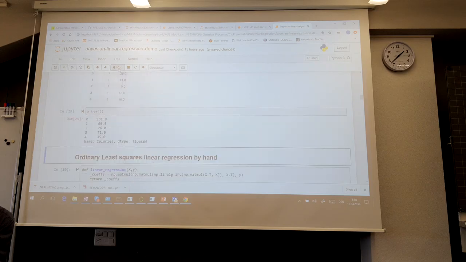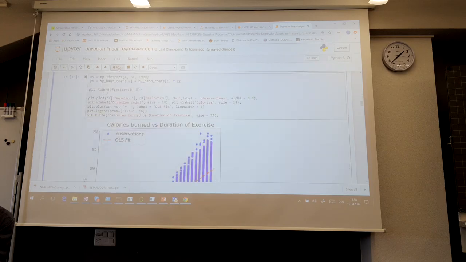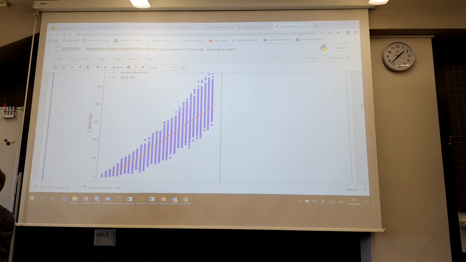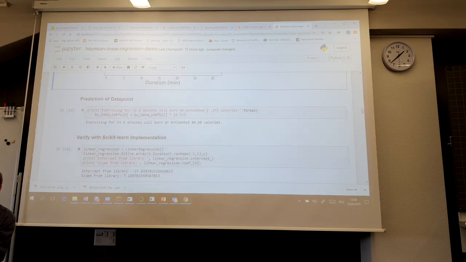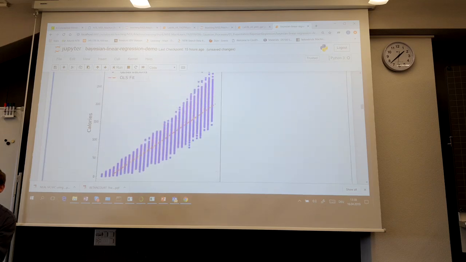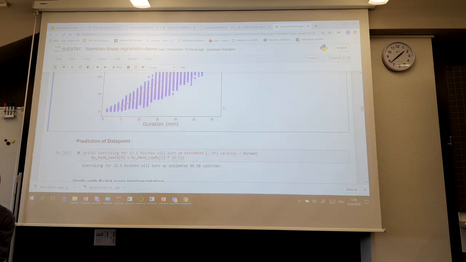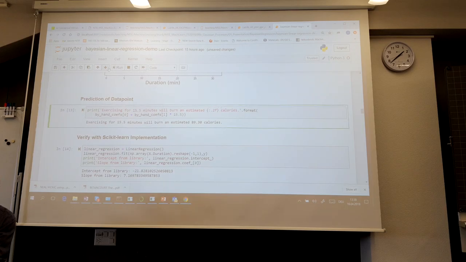Let's say we do just a least squares linear regression. This would be this one. There's one answer. It's the best possible thing if you assume that this data is Gaussian distributed about this. It's the best line. And the prediction of a data point would just be to put it into this equation of the straight line. That's how it looks like.